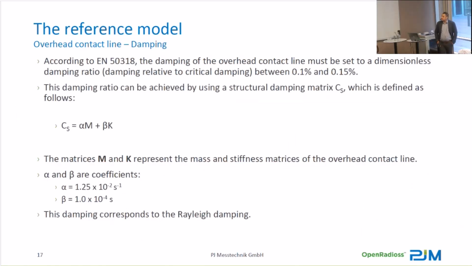As I said, we also need some damping in our model, and the standard just tells us, okay, use some damping between 0.1% and 0.15% of the critical damping. The standard also tells us, okay, if you don't know what to do with that, you can just use the Rayleigh damping, and you're allowed to use these coefficients. We did that. So we did implement the Rayleigh damping in our model.